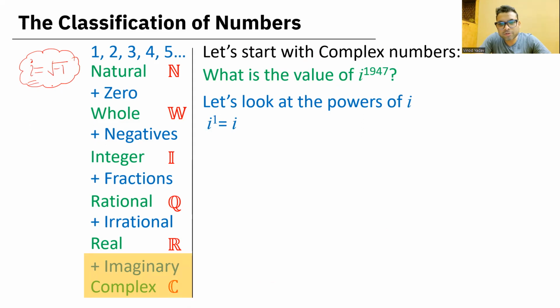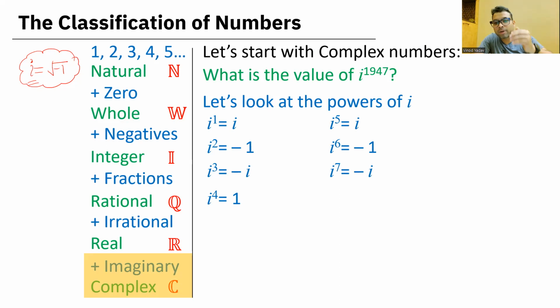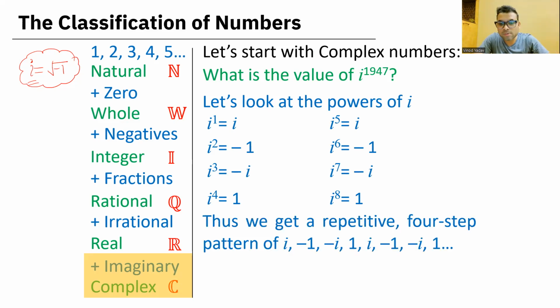Let's explore the powers of i. i to the power 1 is i, right? i squared is -1, i into i. i cubed is i squared into i, so -1 into i, so minus i, and i to the power 4 is ultimately (-1) squared, which is 1. i raised to 5 will again give 1 into i, that is i only. i raised to 6 is -1, i raised to 7 is minus i, i raised to 8 is 1. Did you see all these four numbers in the same sequence got repeated?